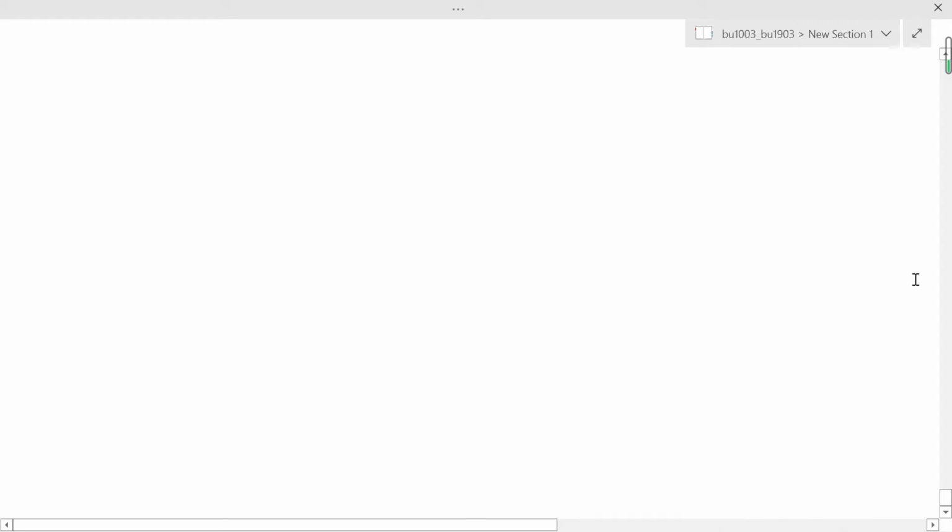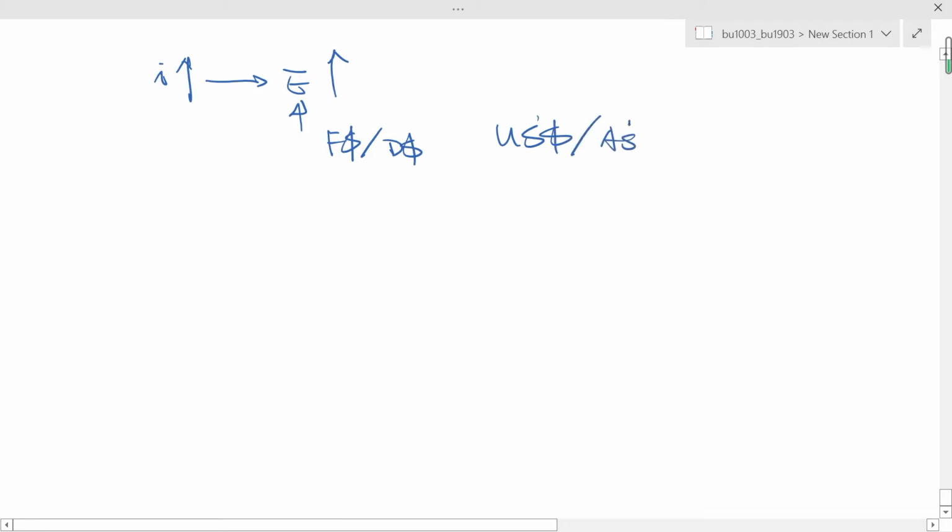Okay, why does an increase in interest rate result in an increase in exchange rate, everything else being equal? Here E is the exchange rate, which is foreign dollar per domestic dollar. That's the unit. Or let me be more concrete. Say it's US dollar per Australian dollar. So Australian dollar is the domestic currency.